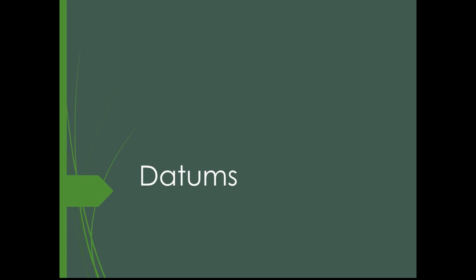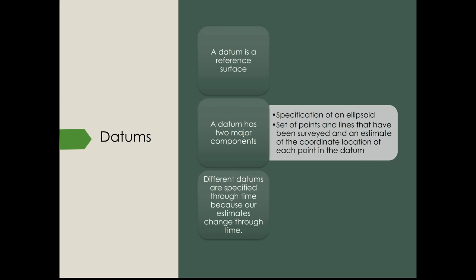Alright, so now let's talk a little bit about datums. So a datum is a reference surface for measuring locations on the Earth. A datum has two major components. The specification of an ellipsoid, which is an ellipsoid that has been surveyed and defines the origin and orientation of latitude and longitude lines. We cannot assign any coordinates to a location without first specifying a datum and linking that datum to the shape of the Earth through field measurements.